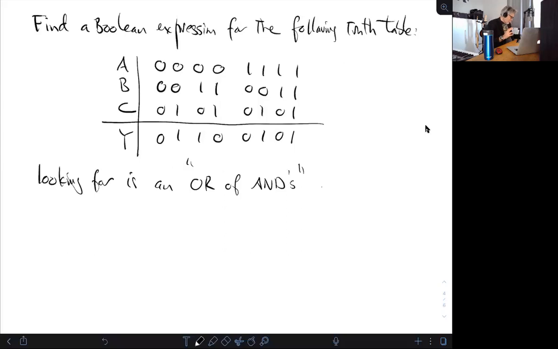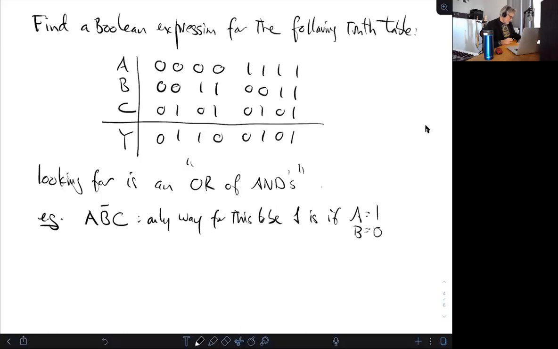Think of, if I write an expression like A, so I'm going to review a few things here. If I write something like A, B bar, C, okay, when is an expression like this true or equal to 1? The only way to make this equal to 1 is for A to be 1, C to be 1, and B to be 0. Okay, so the only way for this to be 1 is if A is 1, B is 0, and C is 1, right? This is the only way.